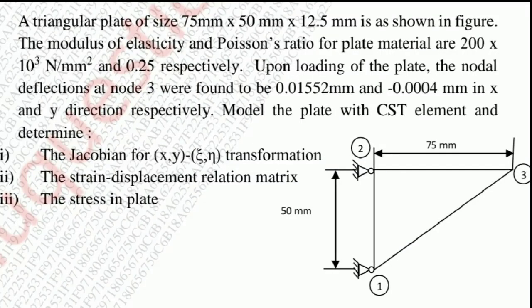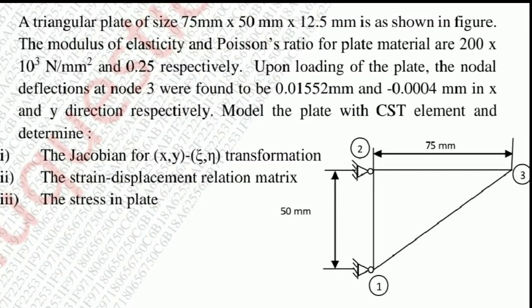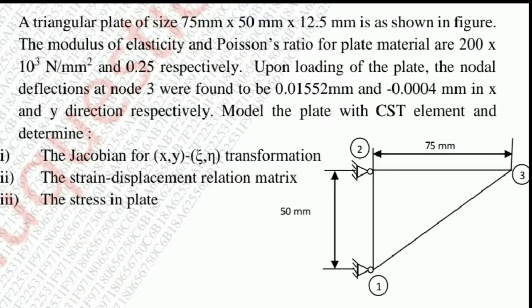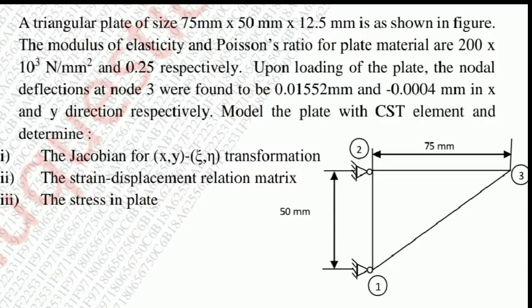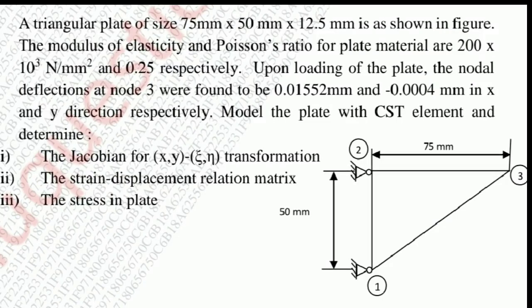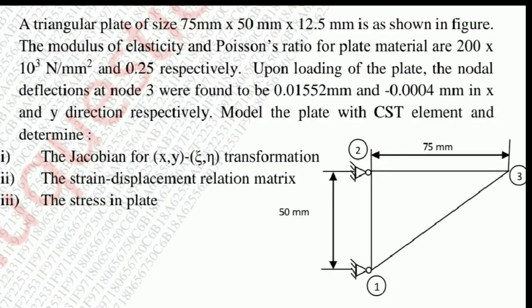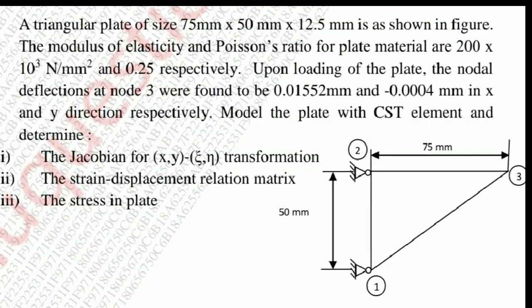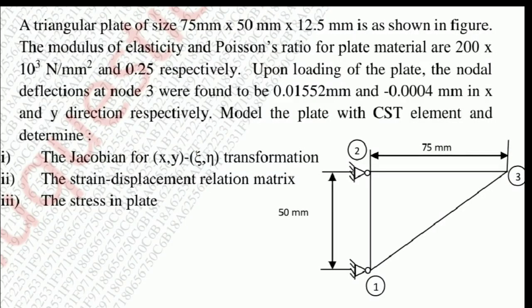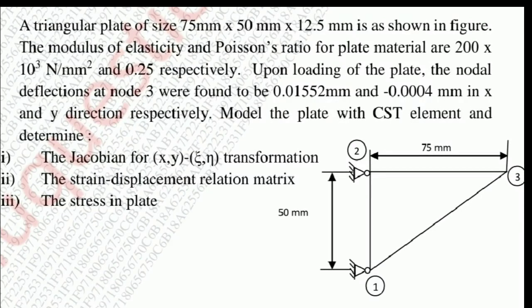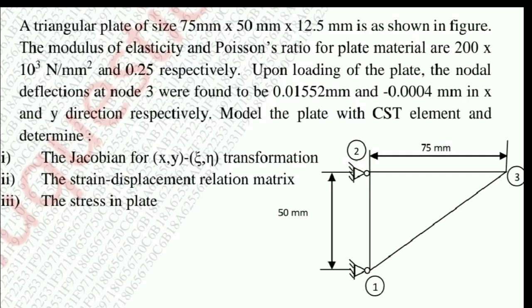A triangular plate of size 75 mm into 50 mm into 12.5 mm is as shown in the figure. The modulus of elasticity and Poisson ratio for the plate material are 200 into 10 raised to power 3 Newton per mm square and 0.25 respectively. Upon the loading of the plate, the nodal deflections at node 3 were found to be 0.01552 mm and minus 0.0004 mm in x and y direction respectively.